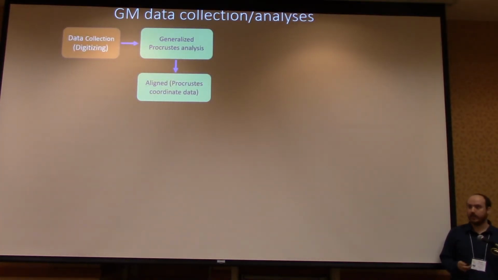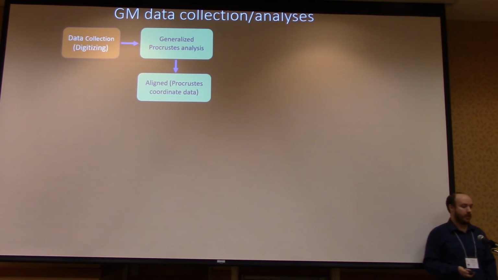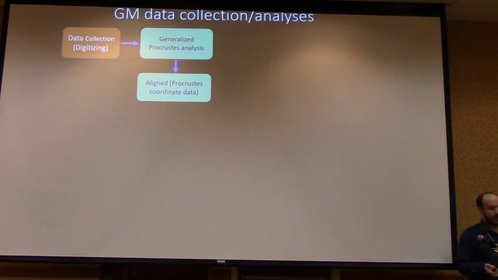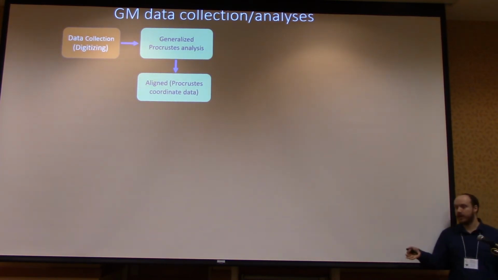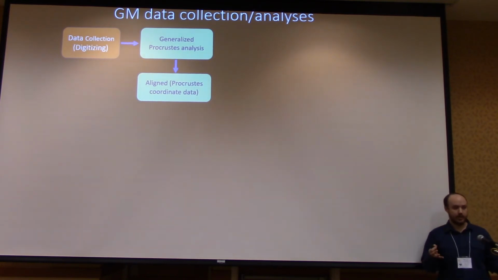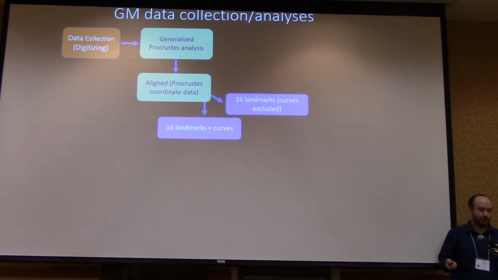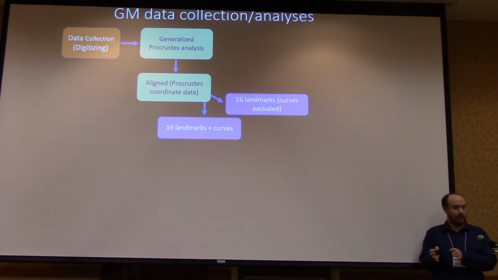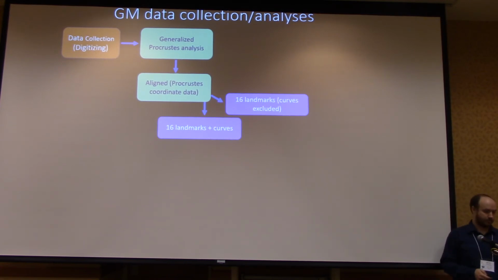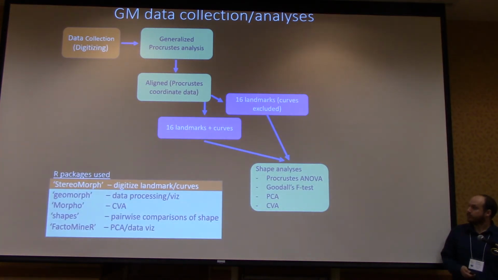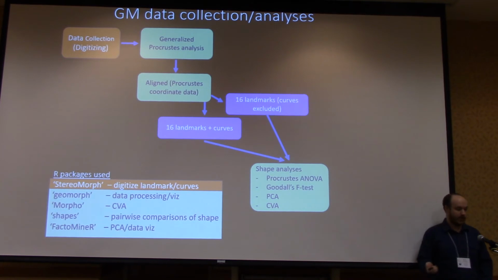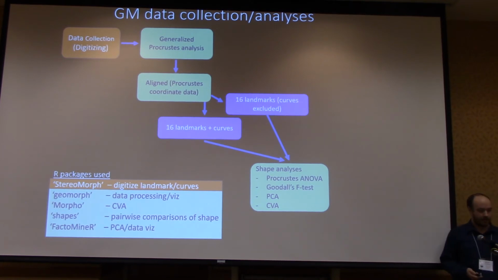For data processing for GM analysis, after digitizing, we subjected the data to Procrustes analysis, so that accounts for differences in rotation, size, and scale. And I performed the analysis for just the 16 landmarks, and then also the landmarks plus the points extracted from the curves, to see if adding the curves helps. And then we did different multivariate tests, so PCA, CVA, and here are some of the packages used for that in R.